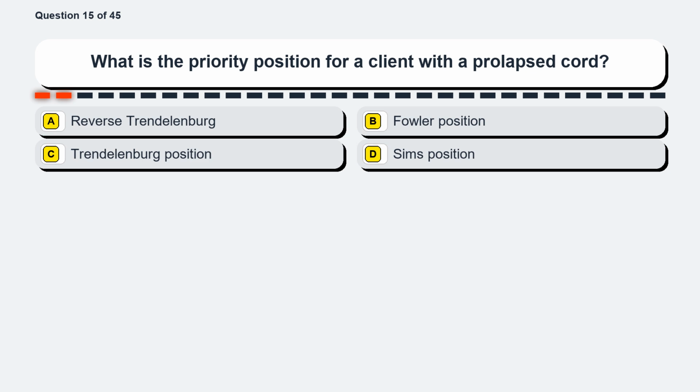Question 15. What is the priority position for a client with a prolapsed cord? Option A, reverse Trendelenburg. Option B, Fowler position. Option C, Trendelenburg position. Option D, Sims position.